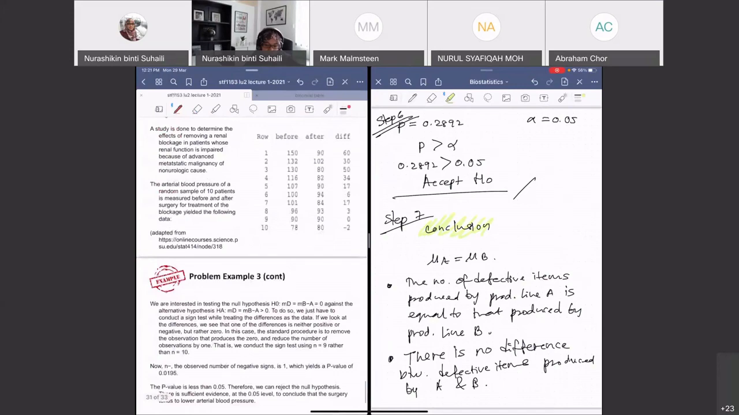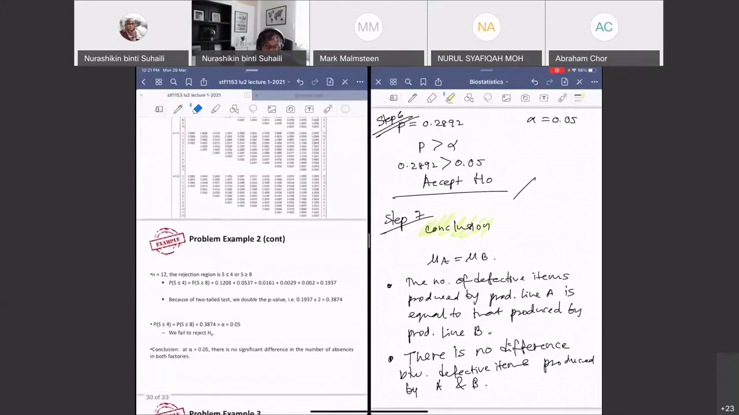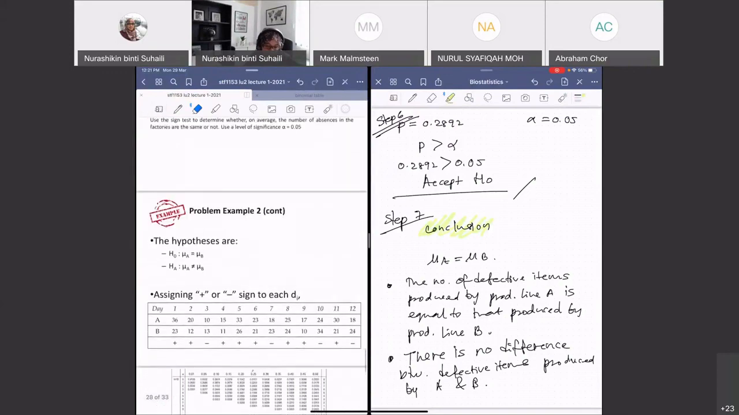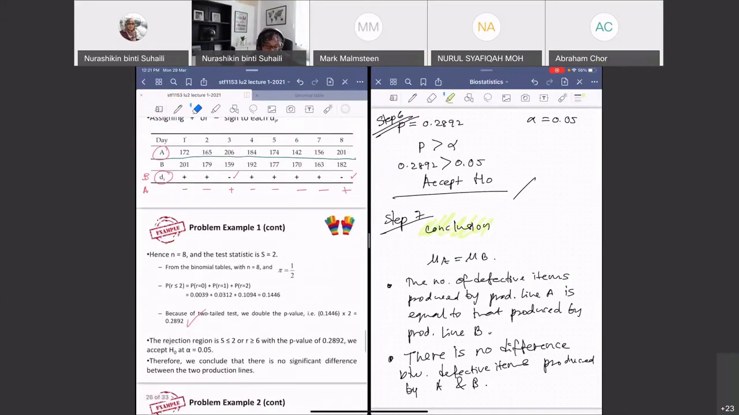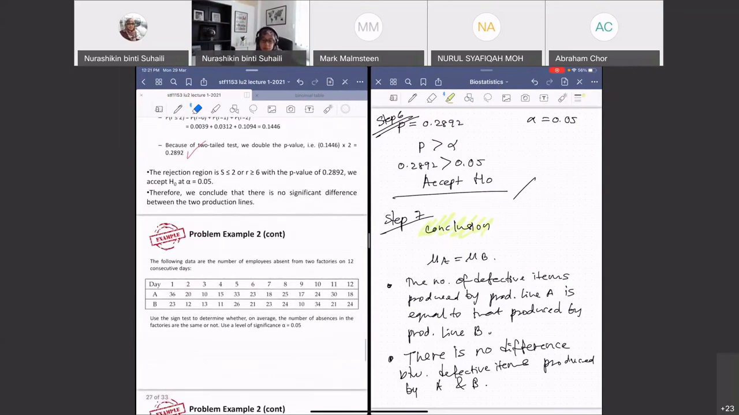Okay, so that is paired samples. So in terms of the principles, it's the same. It's just that the data are different. You can see that the steps are actually the same, like if you are analyzing one sample under the one sample test.